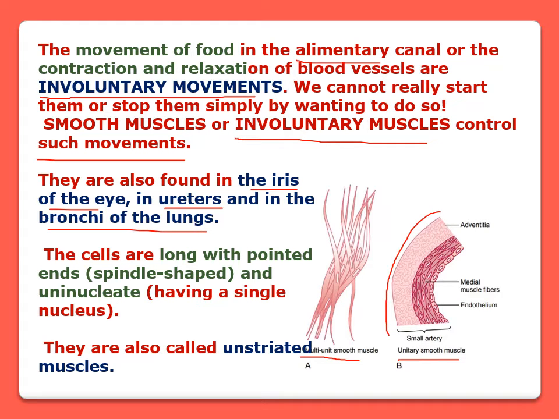The cells of these muscles are long with pointed ends. You can see over here the ends of these muscle cells are pointed. And you can say the shape of this muscle is spindle shape. And these muscles are uninucleated. It means they have only one nucleus. These muscles are also called unstriated muscles.